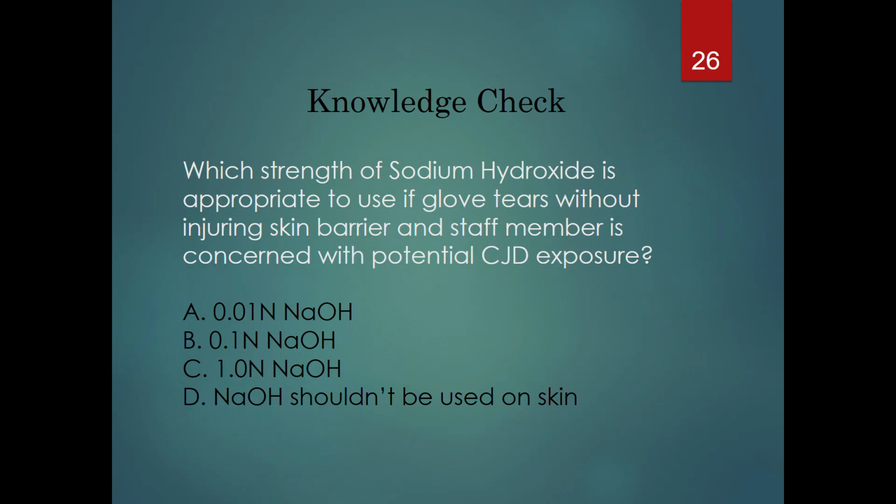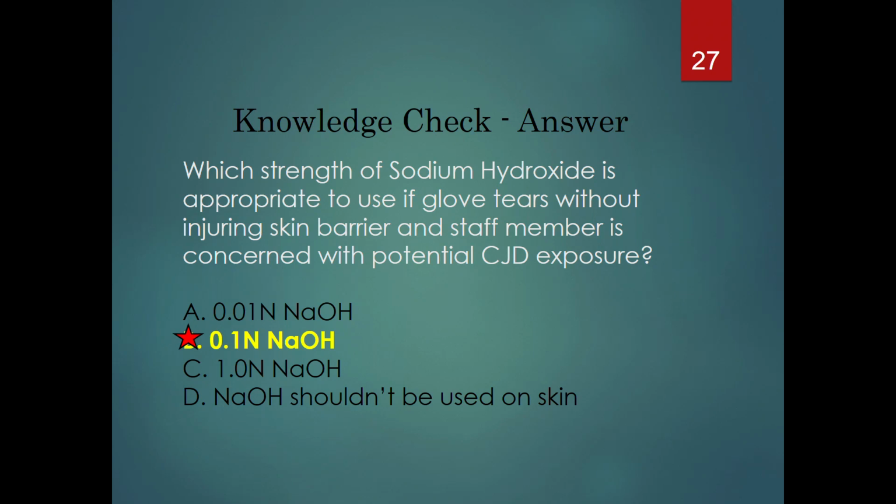Knowledge check. Which strength of sodium hydroxide is appropriate to use if a glove tears without injuring the skin barrier and the staff member is concerned with potential CJD exposure? 0.1 N is the appropriate strength for intact skin exposure.